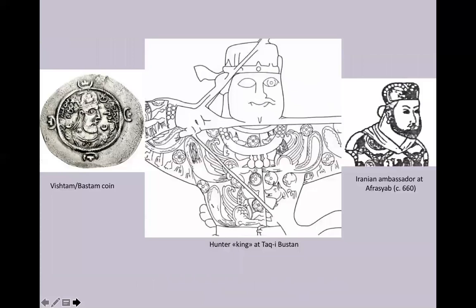Now, next slide, please. We have some interesting connections between the image of possibly Bastam shooting the wild boar in Taq-i, and on the right of this slide, one of the ambassadors in the so-called Hall of the Ambassadors in Afrasiab, which is pre-Islamic Samarkand, approximately mid-7th century, which means practically contemporary, more or less, with Khosrow II. Khosrow II ruled between 590 and 628, so very early 7th century. Anyway, the period is more or less that one.